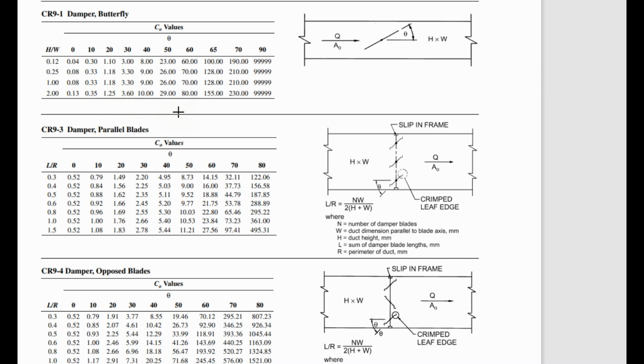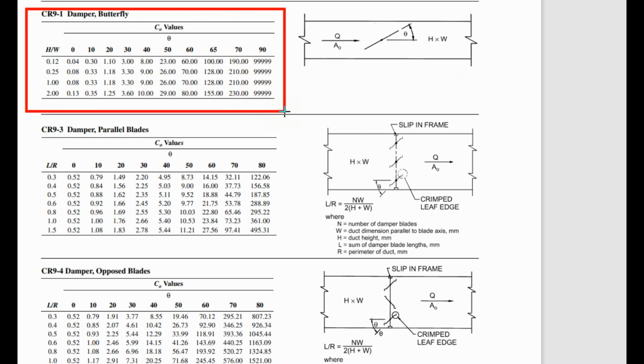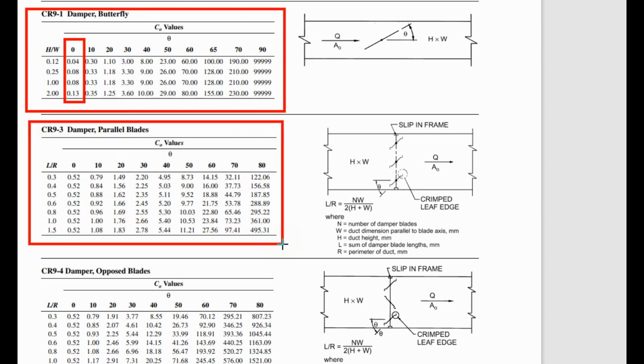these tables. Then multiplying it by velocity pressure, you can get the pressure drop inside the dampers. For butterfly type dampers, you can select the coefficient value from here, and for fully open, you can select the angle 0. Similarly, for parallel blade volume control dampers, we use this table, and for fully open we select the value 0 degree and its coefficient is 0.52.